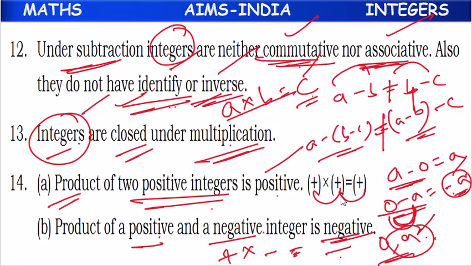Or the product of minus into minus, negative into negative, is also positive. It means plus into plus is positive, minus into minus is positive. Same signs multiplied give positive. Or plus into minus, or minus into plus, is also minus. For different signs, the product will be negative.